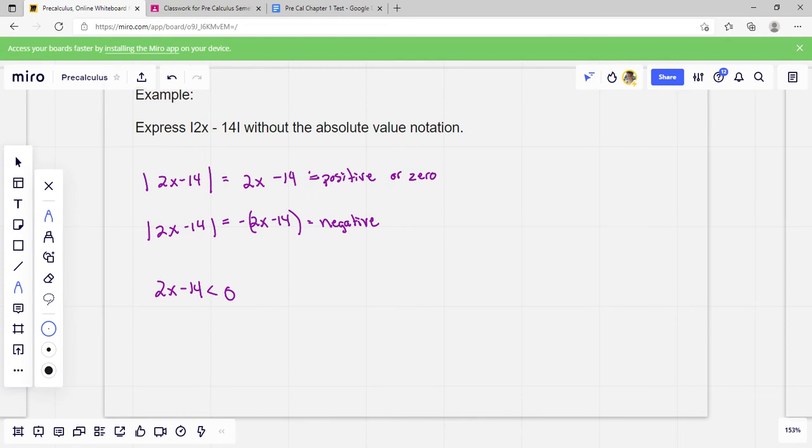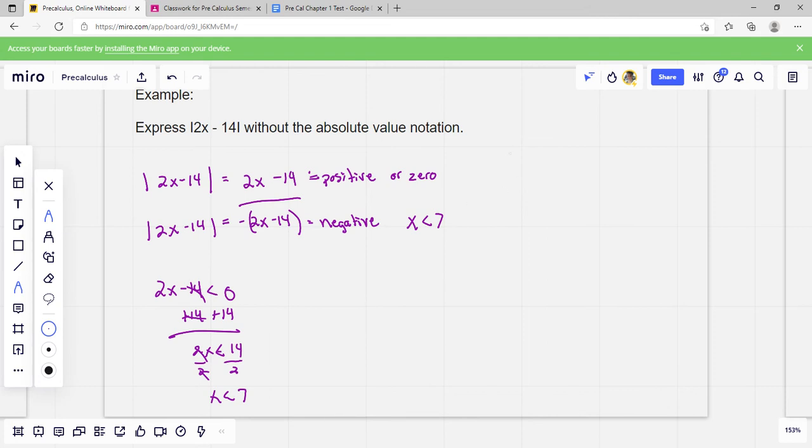And we're going to try to find out what those values are. To do that, we solve this just like a regular equation. Just pretend that's an equal sign instead of an inequality. We're going to say plus 14, and we get 2x is less than 14, and then divide by 2. X is less than 7. So this is going to be a negative value if x is less than 7, okay? By applying the usual rules for solving inequalities, we get x is less than 7.